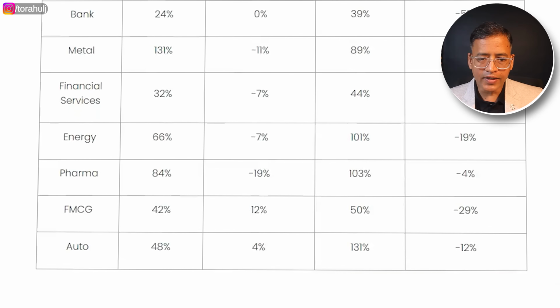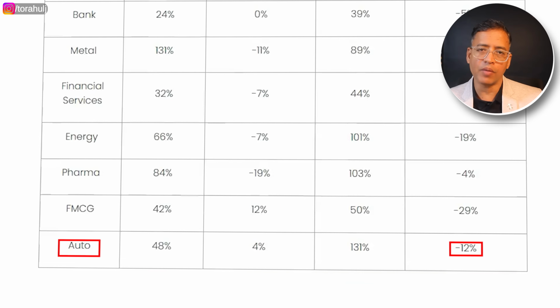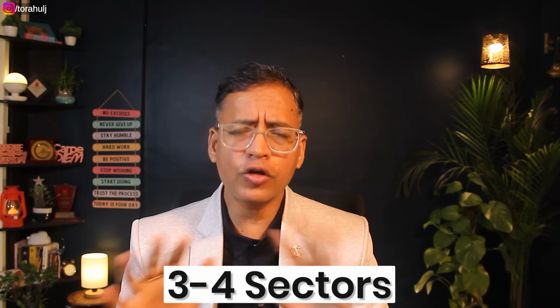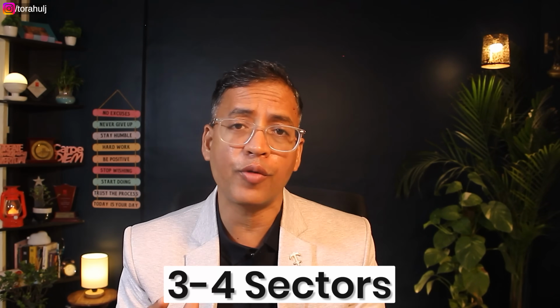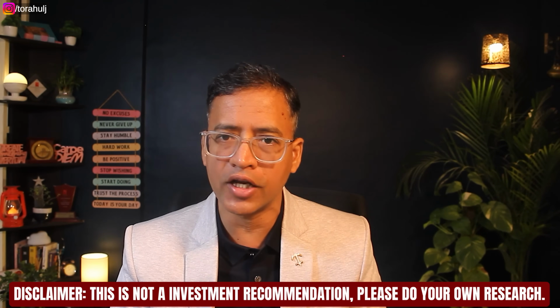Likewise, if you look at other sectors here, another one that I'll pick up is auto. 12% correction from September 2024. Very good consolidation, very good sector. Now let me give you 3 to 4 sectors where I think there is a good, huge opportunity, even if you play at ETF level or mutual fund level. Again, not a recommendation here, but let me show you some data points.